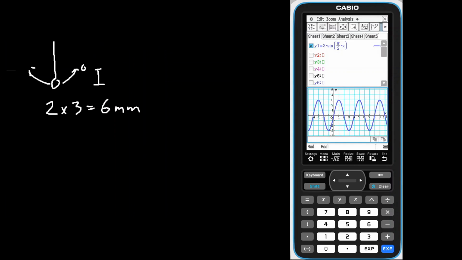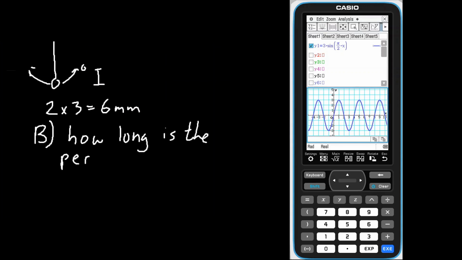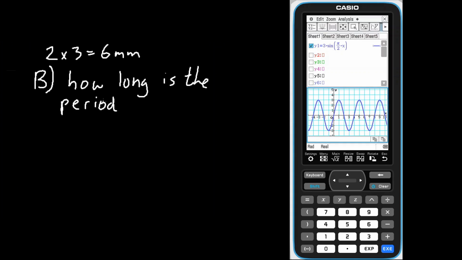The next part is B. How long does a complete swing of the pendulum take? So that's the question. How long is the period? The period. So let's go back to the basics of these sine questions. So y is equal to a sine bx plus c plus d.